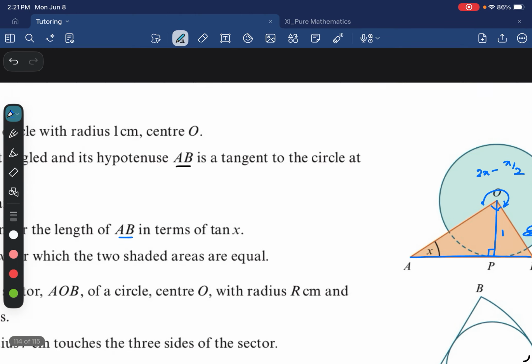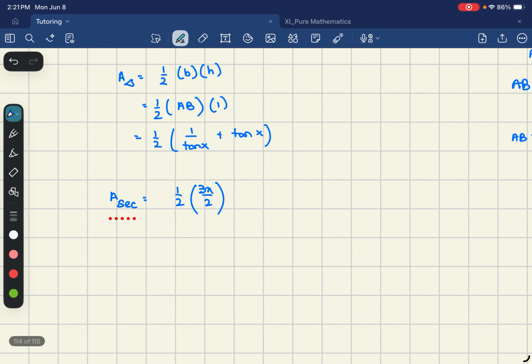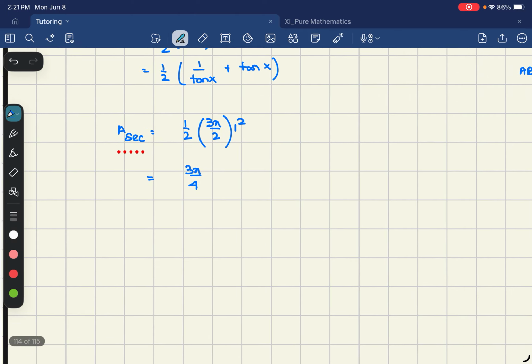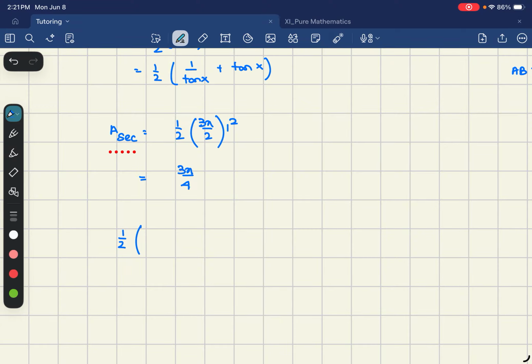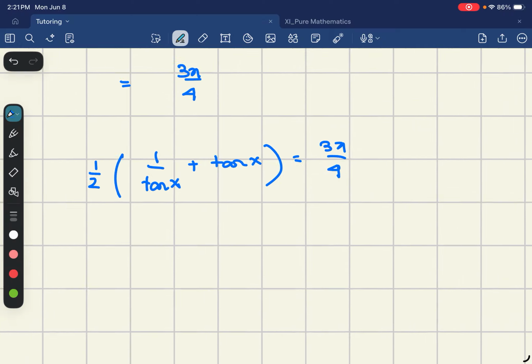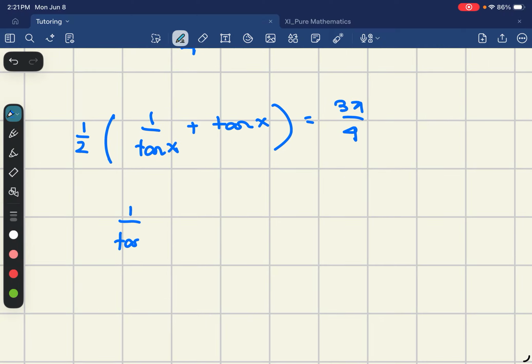And the radius squared, what is the radius? It's just 1 squared. So we need to solve for this. This gives you 3 pi over 4. So we need to solve for half of 1 over tan x plus tan x is equal to 3 pi over 4. If I multiply by 2 on both sides, I get 1 over tan x plus tan x is 3 pi over 2, right?